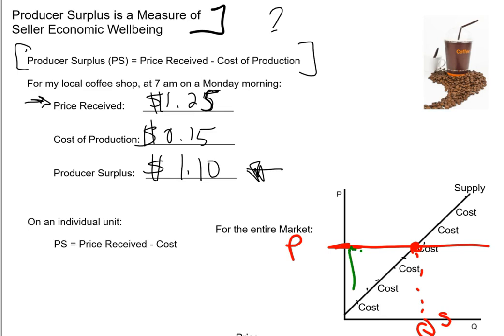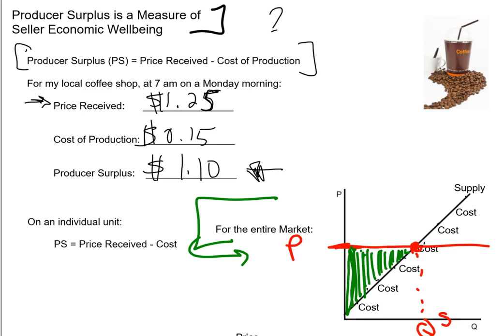So again, just like with the demand curve, right? For that first unit, the second unit, the third unit, fourth, fifth, sixth, and so on, right? For each of these units, the distance between the price sellers receive and their supply curve, that distance is measuring their producer surplus. For the entire market, it's going to have the same story as what we told with demand, but just on the other side of the market.